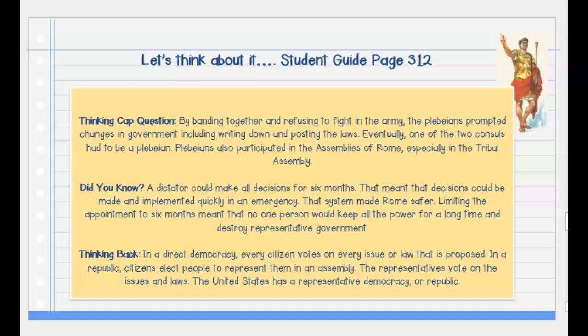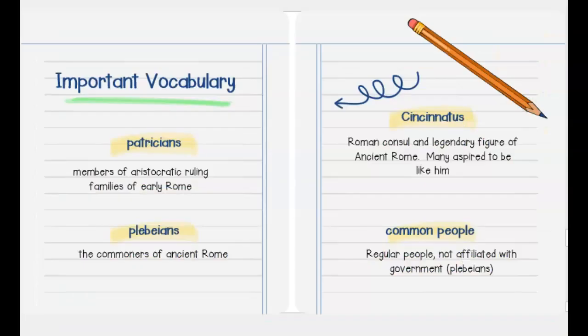In a republic, citizens elect people to represent them in an assembly. The representatives vote on the issues and laws. The United States has a representative democracy or a republic. So we kind of have a republic, representative democracy.